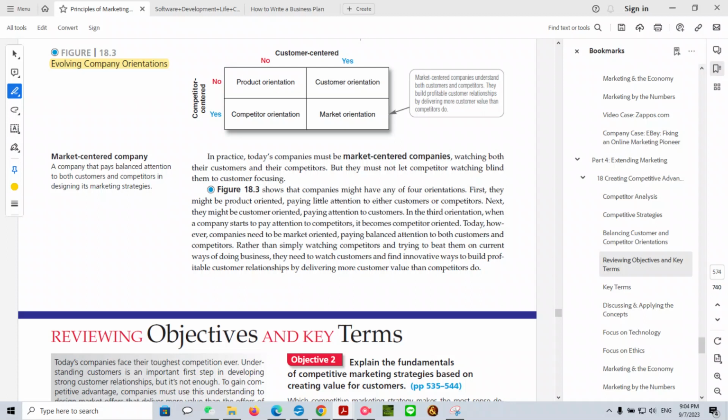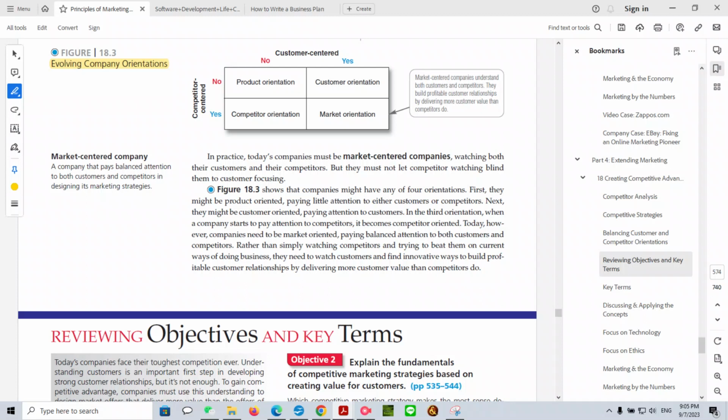Okay? If it's customer-oriented, we either have product orientation or competitor orientation. If it's not product oriented, it's competitor oriented. And if it's customer oriented, then it also relates to its market orientation as well. So if it's customer centered, yes, then it's customer oriented and market oriented. If it's not customer centered, then it's competitor oriented and not product oriented.